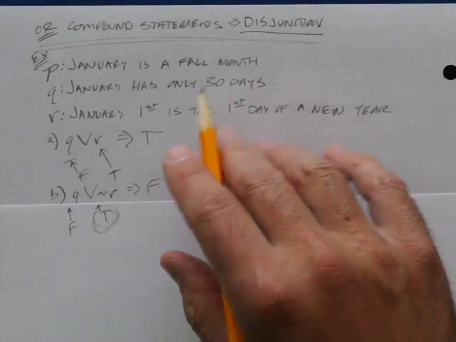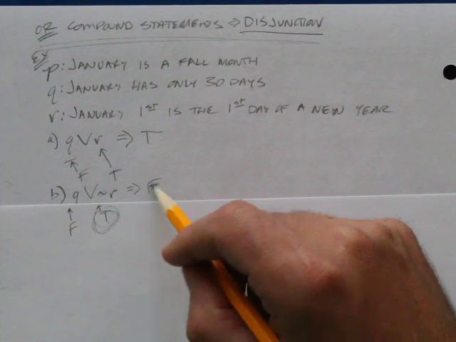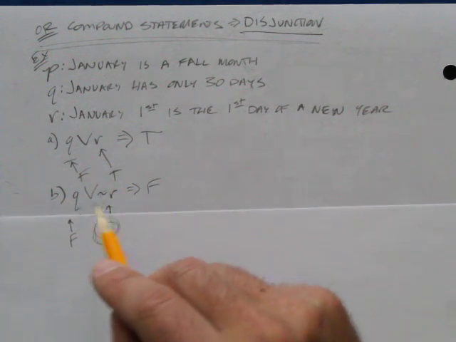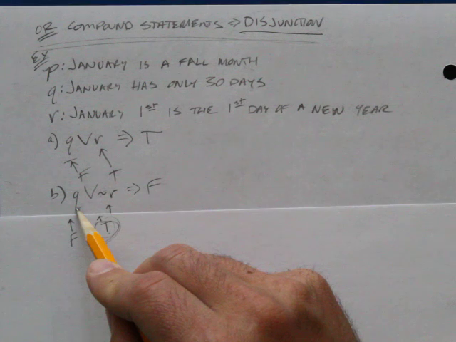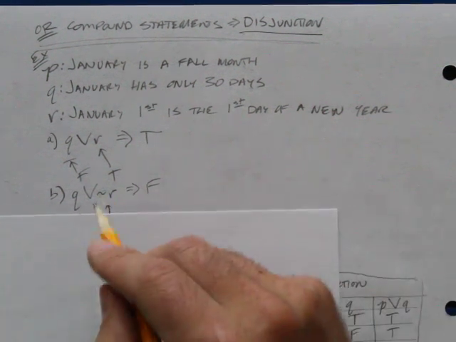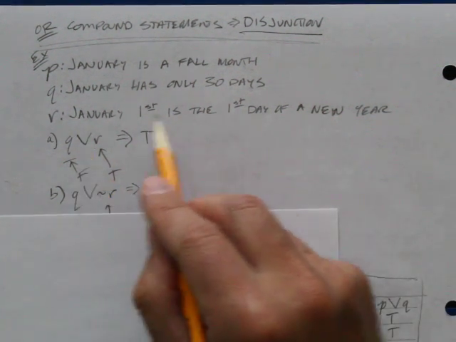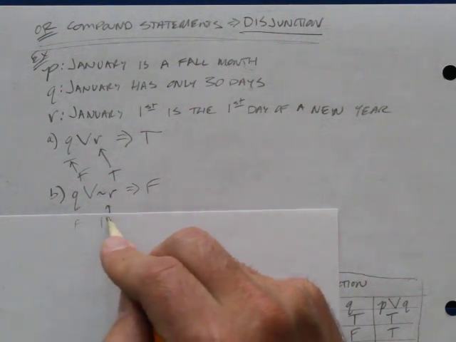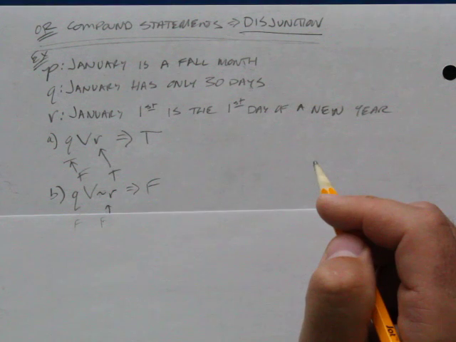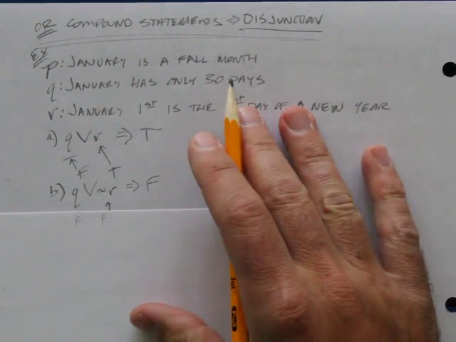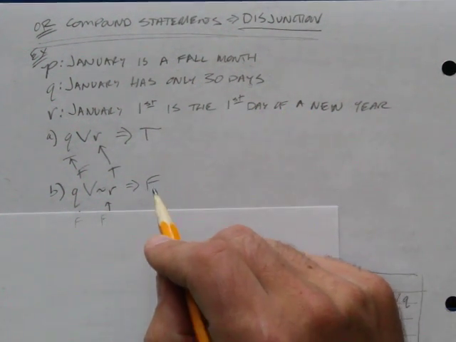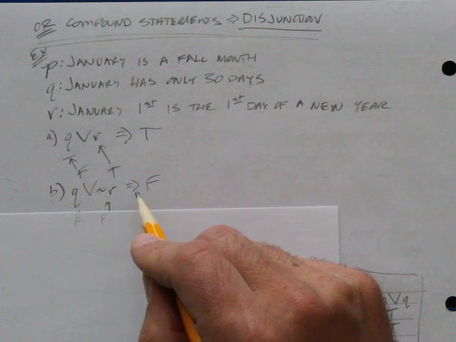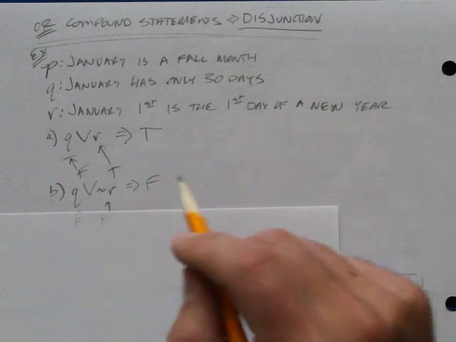All right, let's try another one. This one's going to be false, as you can see right here. Q, that one's false. Not R. Remember, R was true, but this time it's not R. So these are both false. So that's why we get a false truth value for this compound statement, which is a disjunction.